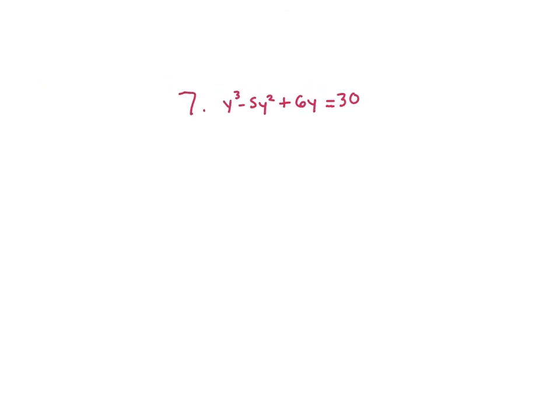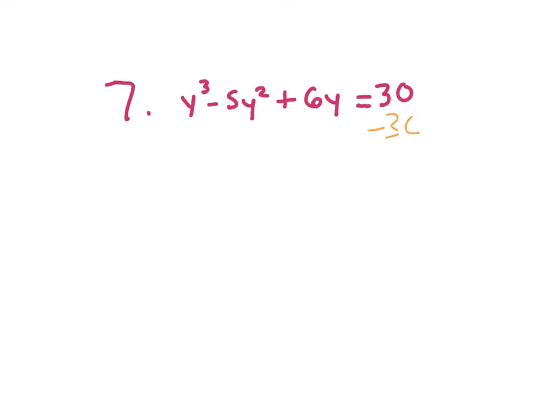All right, number 7. Any questions on that one? All right, let's look at number 7. What do we need to do first? Move the 30 to the left. Perfect. Subtract 30 on both sides. So now we have y cubed minus 5y squared plus 6y minus 30 is equal to 0. Now what do we need to do to solve?